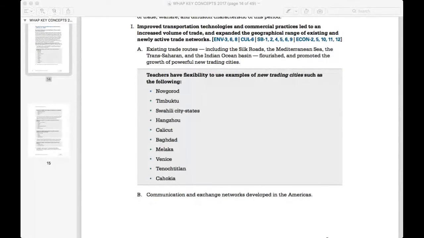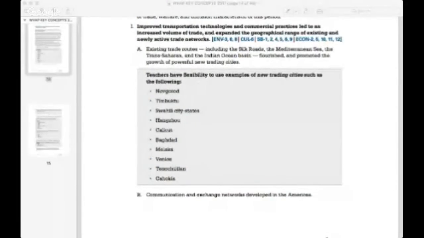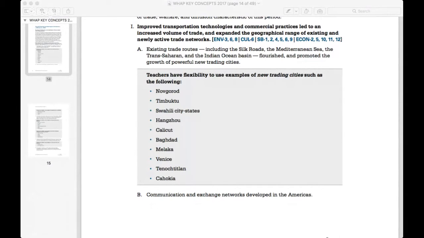So here's the list of trading cities that you should know: Novgorod in Russia, Timbuktu in West Africa, the Swahili city-states just in general. There's not really a specific one that I would have you know. Kilwa is one of them, which is one of the ones you had to know on your map test.